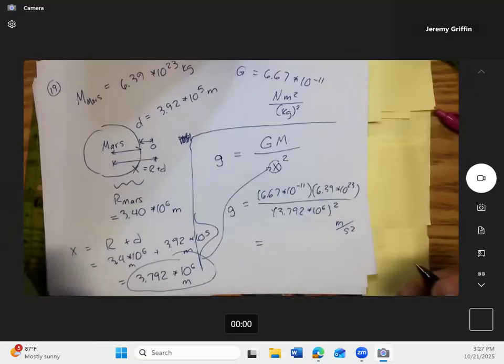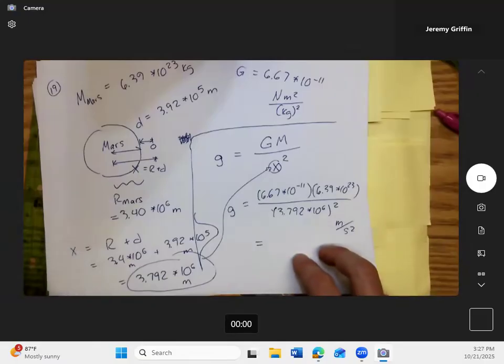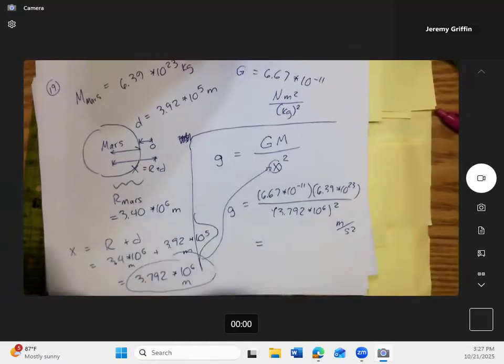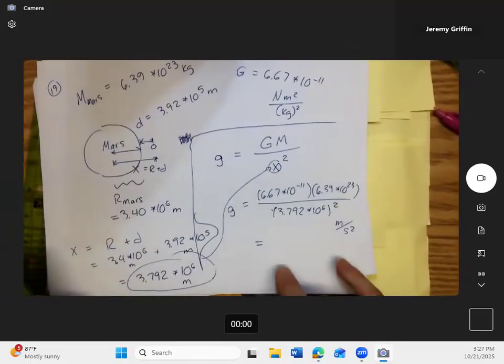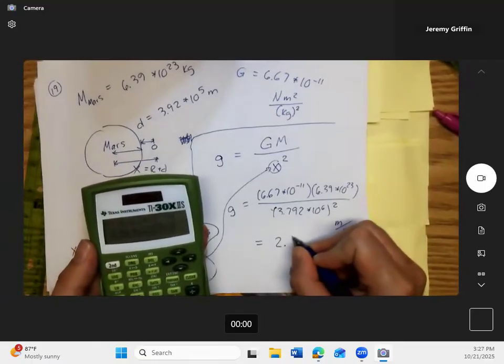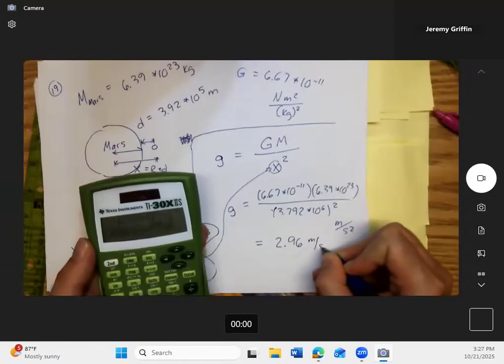Okay, I got a number that definitely looks reasonable. You know Earth gravity is 9.8 meters per second squared. Do you think a smaller planet and a moon in orbit is going to be less than that? Right. Who's got the answer? I got 2.9. That's what I got. I got what Gavin got, 2.96 meters per second squared.